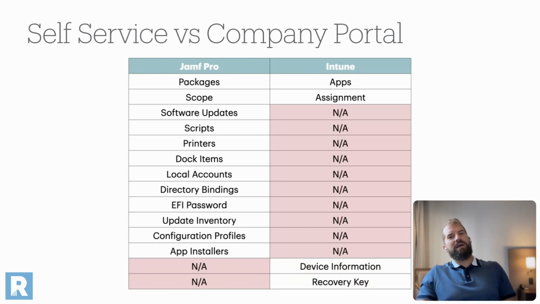So first, I want to start off talking about some cool things that Company Portal does that self-service doesn't do. First of all, you get device information, not built into self-service at all. And it's kind of cool. I wish they had that. Next, although maybe I should have an asterisk next to this, it can give you your device recovery key. On the macOS side, not really that important, right? I mean, that's kind of cool.